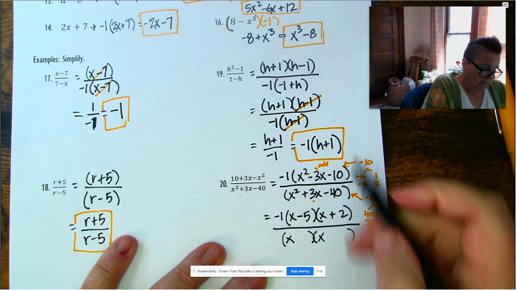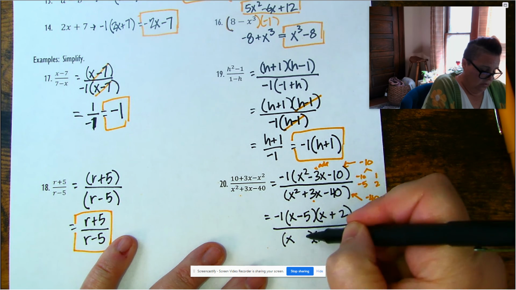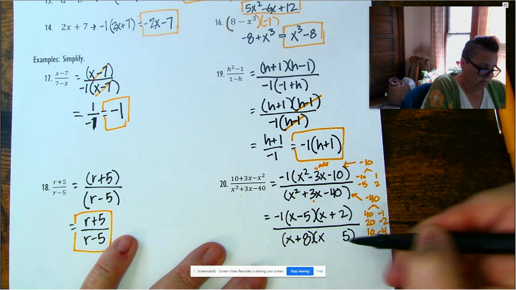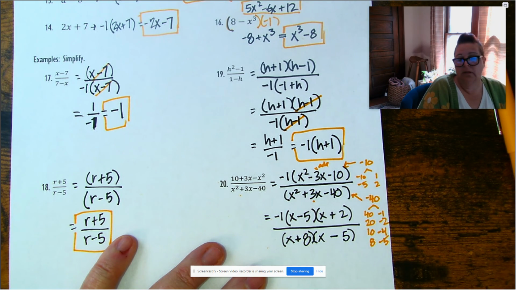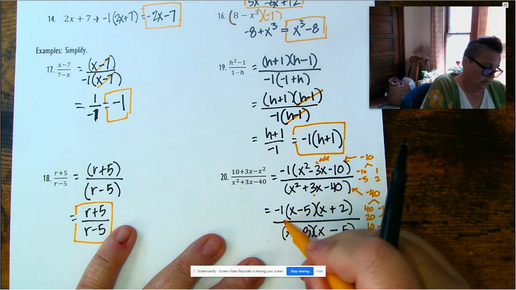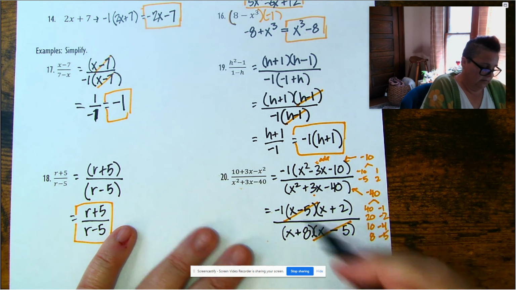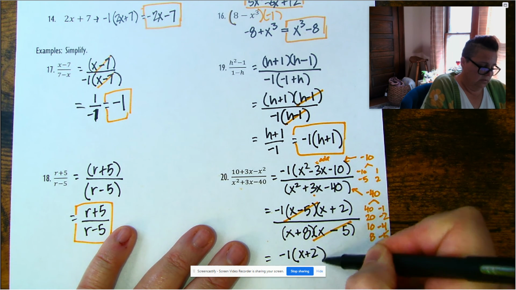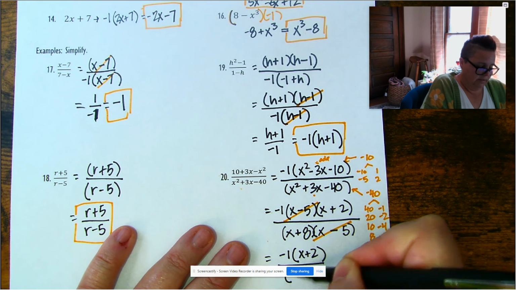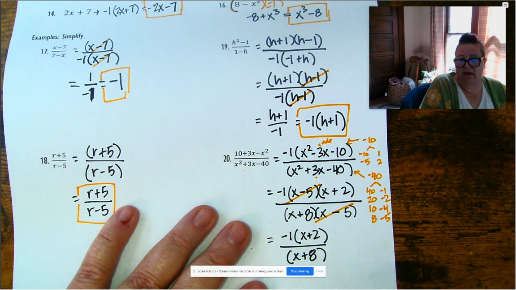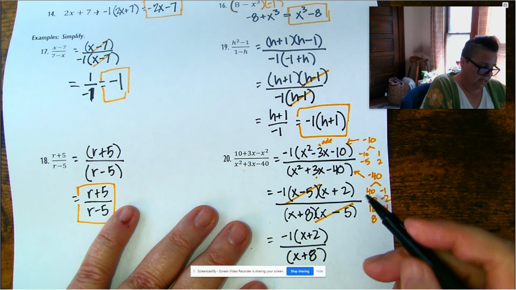All right, so when I factor it, I'll have an x and another x. To get the 40, I need 8 and 5. To get a positive 3, this needs to be a plus 8 and a negative 5. Do you see that in the factors I have an x minus 5 in both? So I can cancel that x minus 5 out. And I have a negative 1, x plus 2 over x plus 8. Because these are fully factored, I cannot cancel the x's. This is as far as I can go.